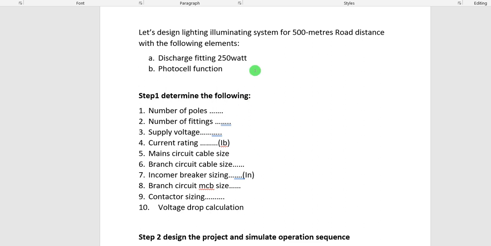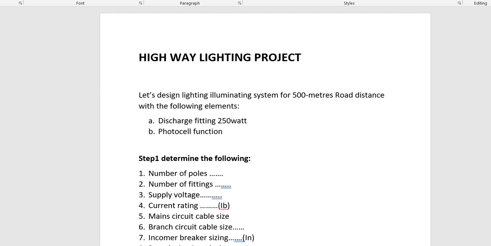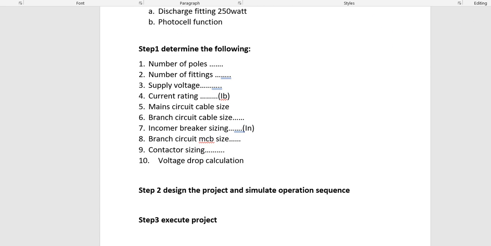So now we are given these things: the lighting system is going to be discharge, and the rating of each fitting is going to be 250 watts. Then we're going to incorporate a photo cell, and the distance coverage is going to be 500 meters. It's going to be a dual carriage road. You know that highways are normally dual carriage, going and coming back. So we're going to have two fittings on one pole. Each pole will contain two of these 250 watts, one facing one side and the other facing the other side. That is why we are using 250 watts and two per pole.